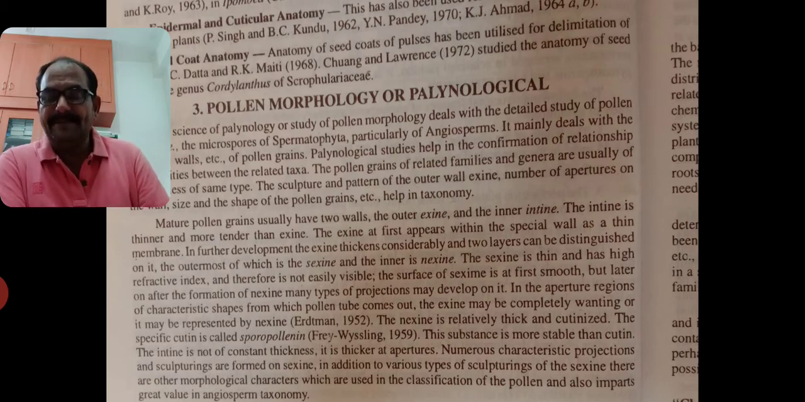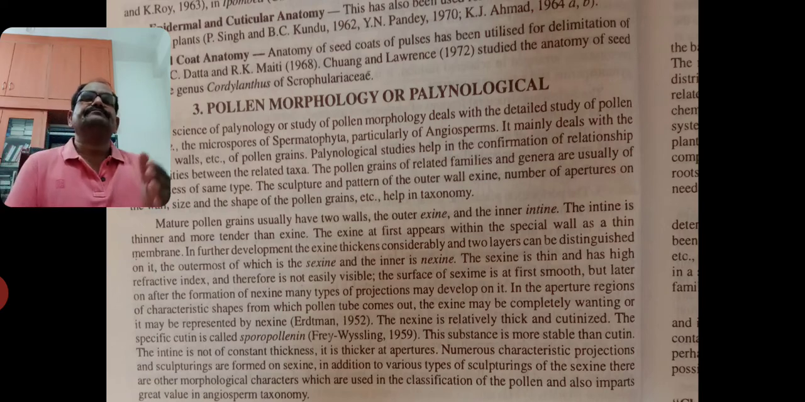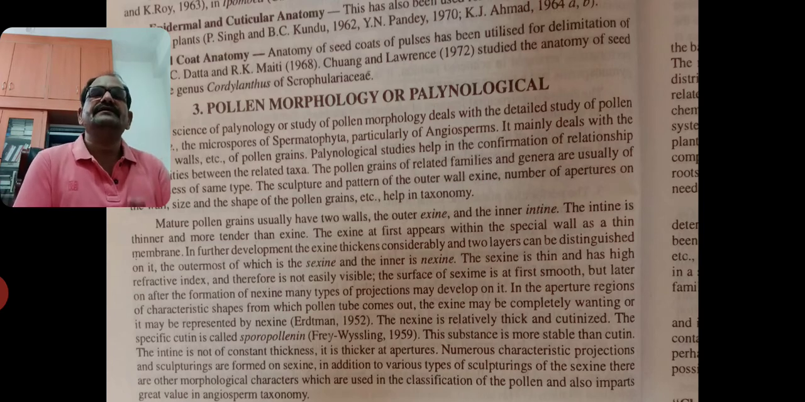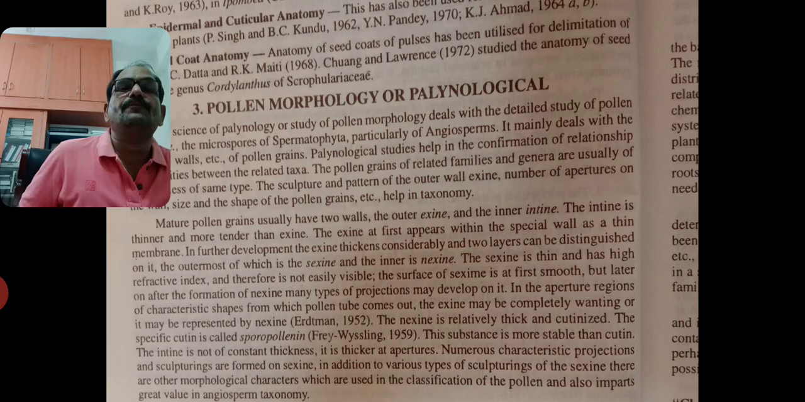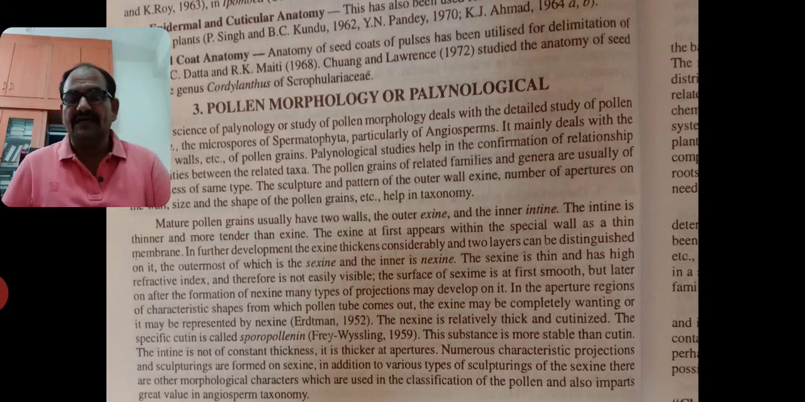Then the sculpture of the pollen grain, the pattern of the outer wall exine, number of apertures, wall, size and shape of the pollen grain help in taxonomy. The sculpture, number of pores, size, shape, all these characters help in taxonomy and in establishing relationships.